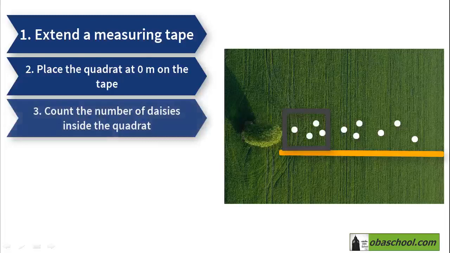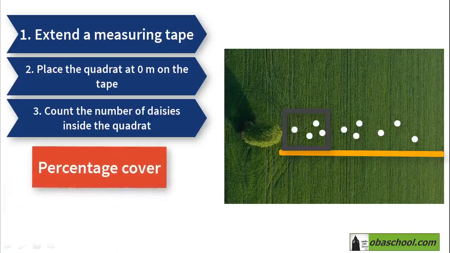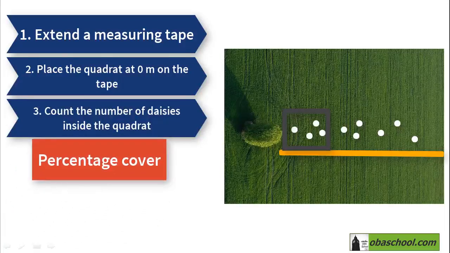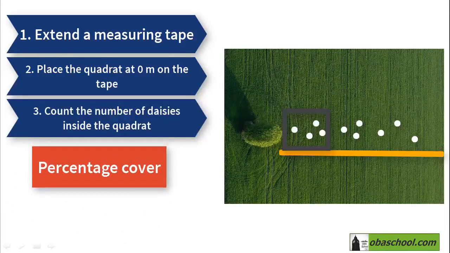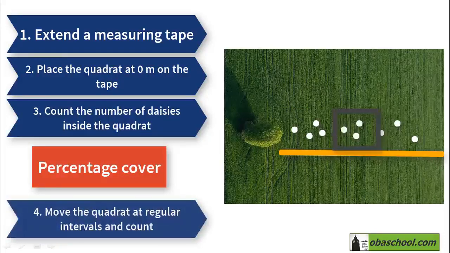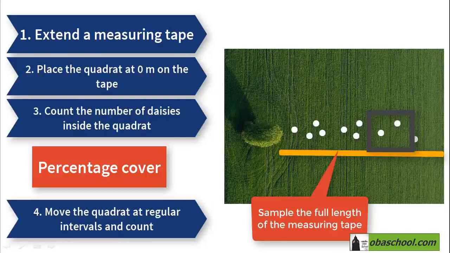Step 3. Count the number of daisies inside the quadrat, as we used to do in random sampling, and record the data in a suitable table. Similarly, we can estimate the percentage cover of the daisies. And step 4. Move the quadrat at regular intervals and count the number of daisies each time. Note that you should keep doing this until the full length of the measuring tape has been sampled.